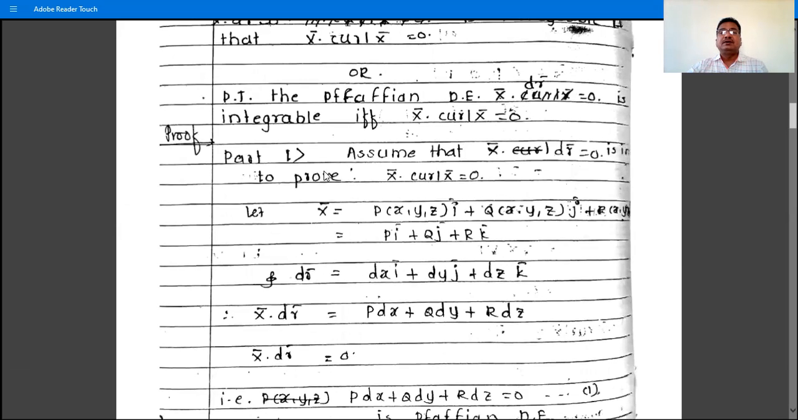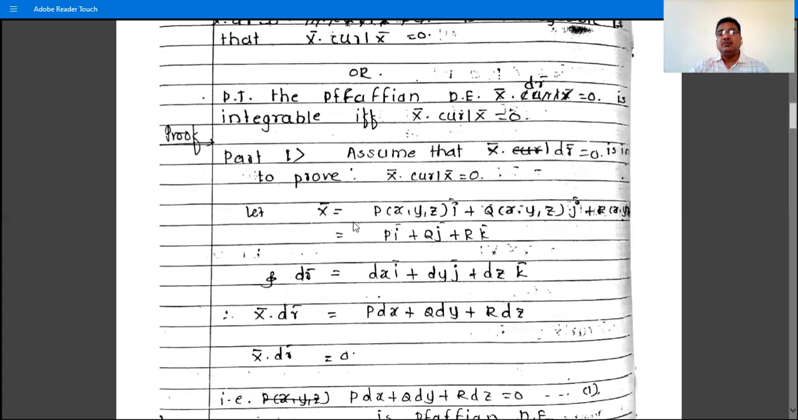Okay, so the proof is in two parts. The first part is the necessary part. Assume that x bar dot dr bar is equal to 0 is integrable. This Pfaffian differential equation is integrable, and what do we have to show? To prove x bar dot curl x bar is 0.